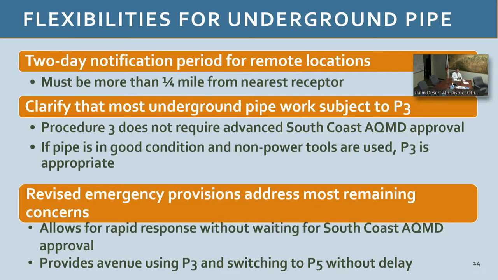And then we also revised our emergency provisions to address what we think are the remaining concerns. So with all of the changes we've made to our emergency provisions, in most cases, we think the utility workers can go and do their work without waiting for our approval. And then having the avenue to use this Procedure 3 instead of Procedure 5 minimizes the delay associated with that work.